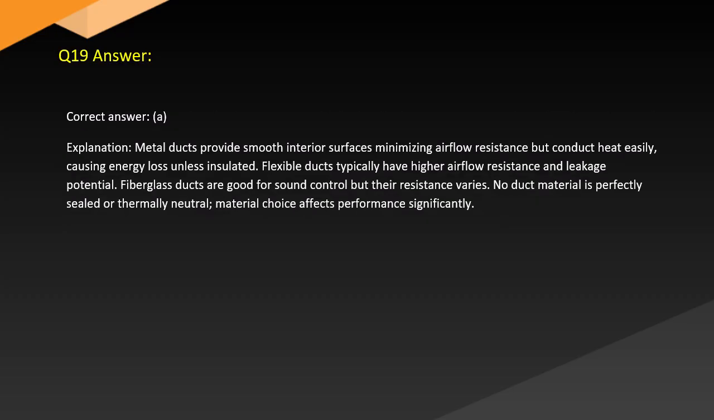Answer. Correct answer A. Explanation. Metal ducts provide smooth interior surfaces minimizing airflow resistance but conduct heat easily, causing energy loss unless insulated. Flexible ducts typically have higher airflow resistance and leakage potential. Fiberglass ducts are good for sound control, but their resistance varies. No duct material is perfectly sealed or thermally neutral. Material choice affects performance significantly.